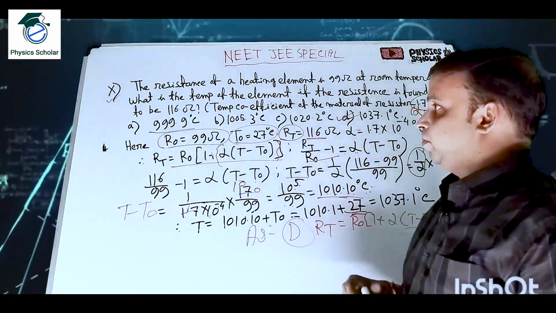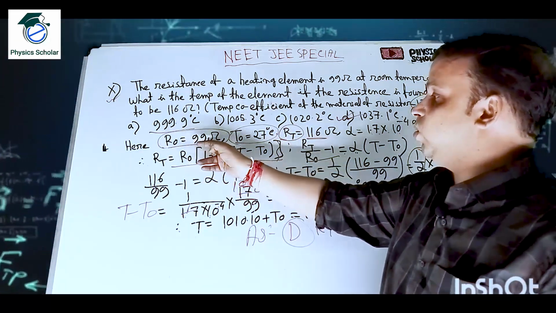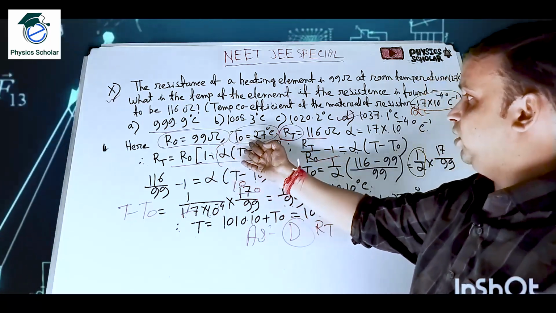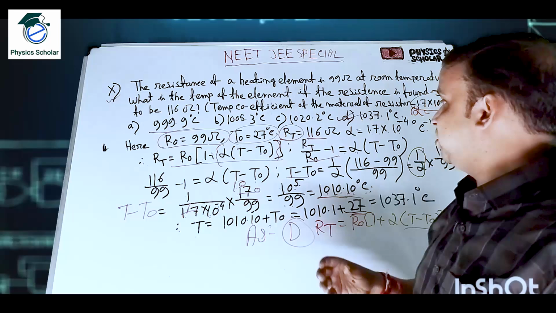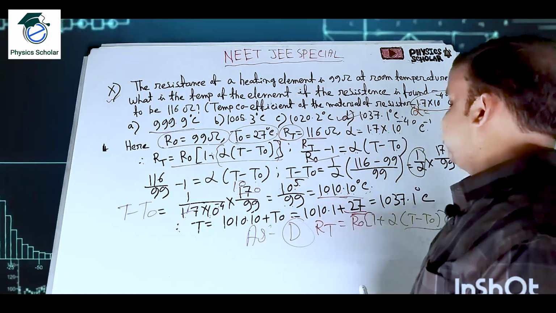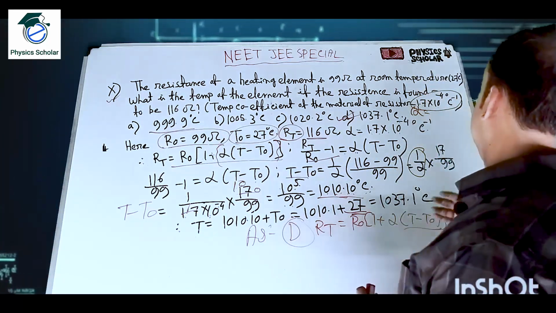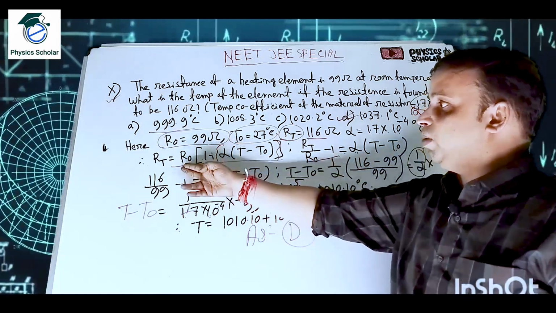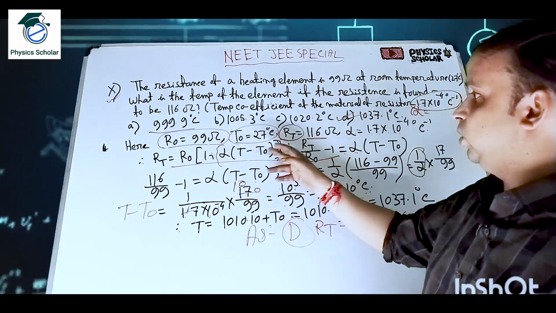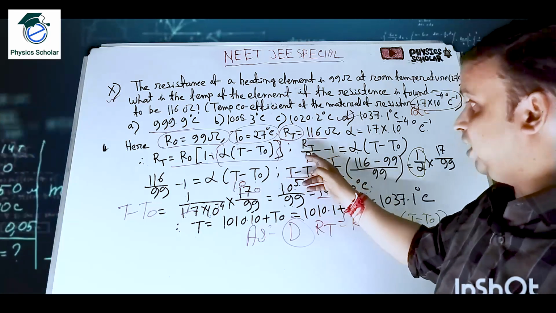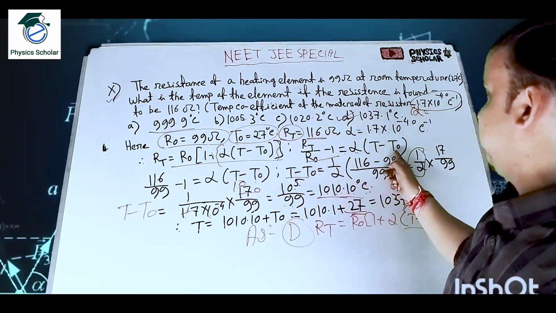Okay, alpha is given. Clear? So what we know? R0 is equal to 99, the initial resistance. T0 is the room temperature, 27. RT means final resistance, 116, and alpha is given as 1.7 into 10 to the minus 4 per degree centigrade. Clear? So what is the formula? RT is equal to R0 into (1 plus alpha into (T minus T0)). Clear? So RT by R0 minus 1 is equal to alpha into (T minus T0).